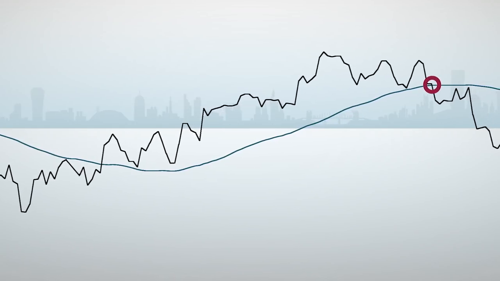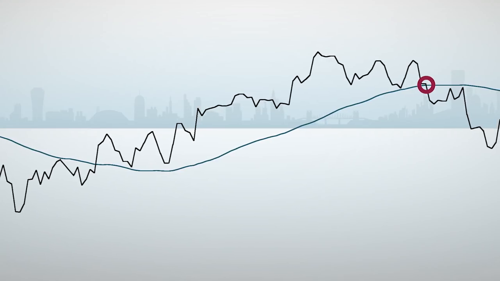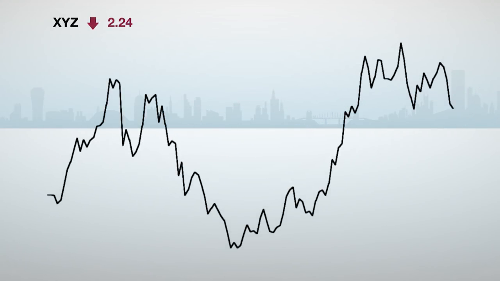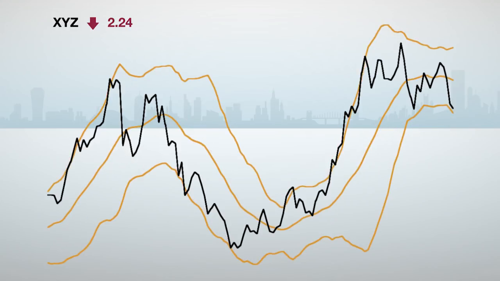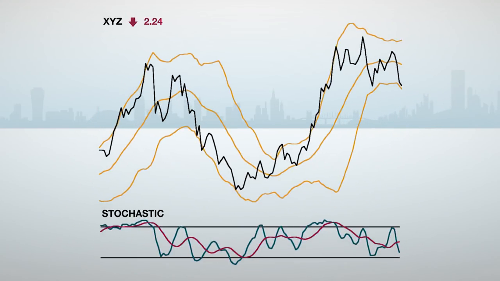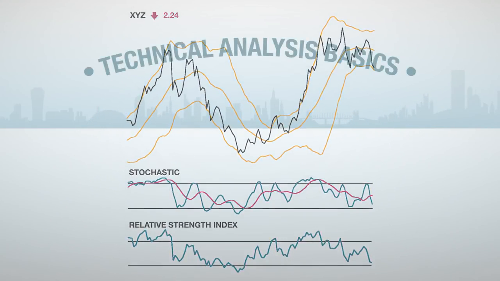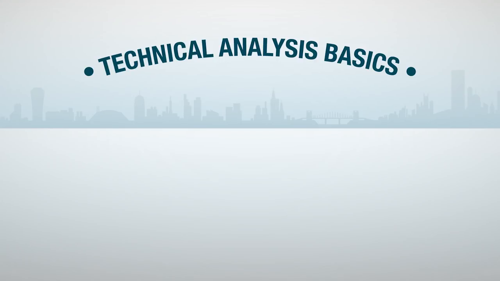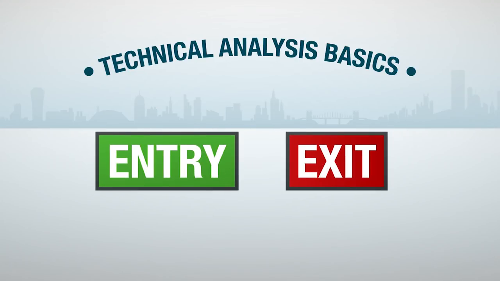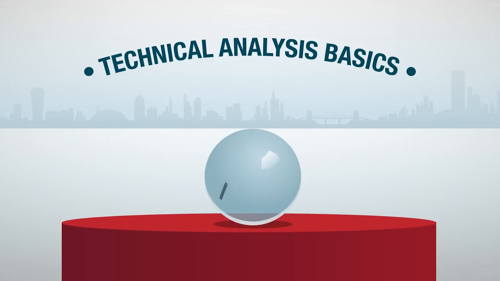Moving average lines are only one of many technical indicators investors may use. Other common indicators include price envelopes, Bollinger Bands, stochastic oscillators, and the relative strength index. At this point, we've covered some basics of technical analysis. One thing to keep in mind is that technical analysis can help you identify potential entry and exit signals, but it offers no guarantee of success. After all, there is no way to predict the future.